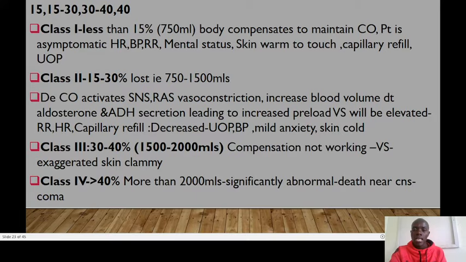For class 1, the loss is less than 15%, which is estimated at around 750 mils. So the body compensates to maintain the cardiac output. Patients are usually asymptomatic, but you find that the heart rate, BP, respiratory rate, mental status, skin warm to touch, capillary refill, and urinary output could be within the normal ranges.